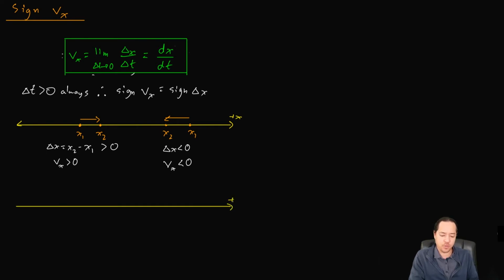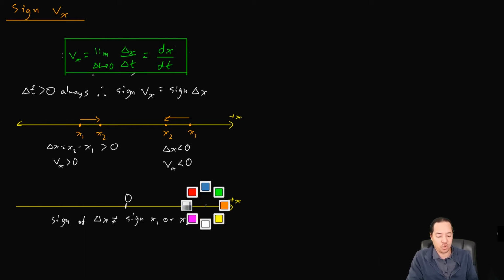And the other thing I want to point out is that the sign of your displacement is not going to be equal to the sign of your actual positions of either x1 or x2. So let me illustrate what I mean by this. Let's say that this is the 0 position. Okay, so everything here is positive and everything here is negative. So let's say we have a position here. Let's say that this is x1 and this is x2.